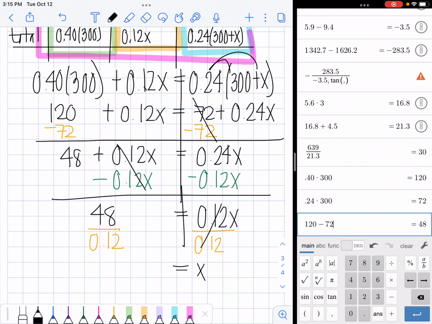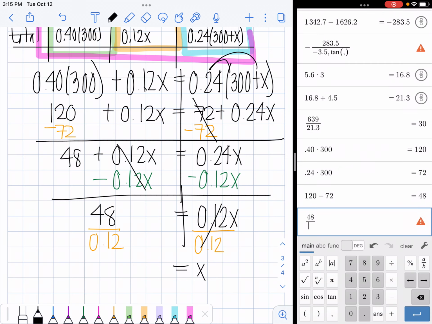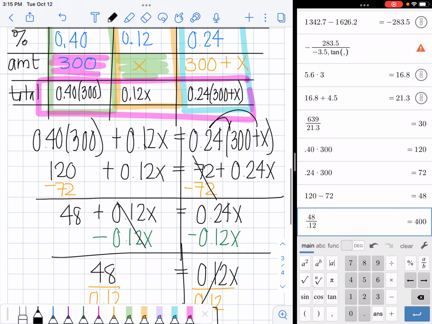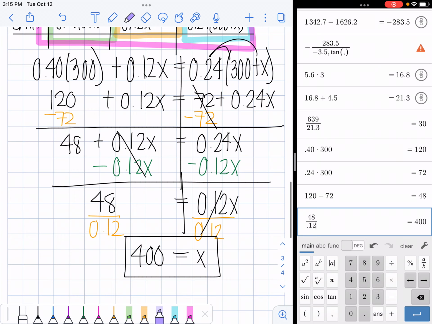So I get 48 divided by 0.12 gives me 400. Okay, so 400, if I come back up here, is the amount of solution B that I wanted to find, since they asked how many milliliters of solution B he uses. So this would be my final answer.